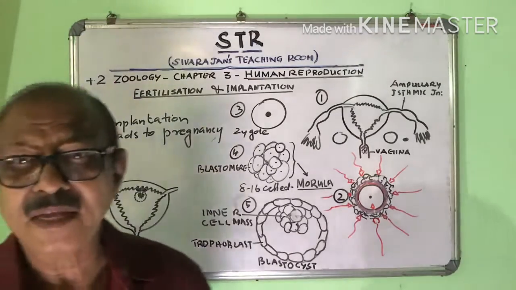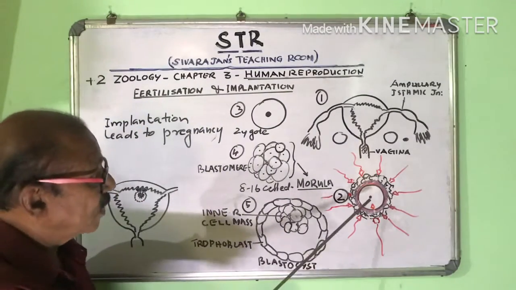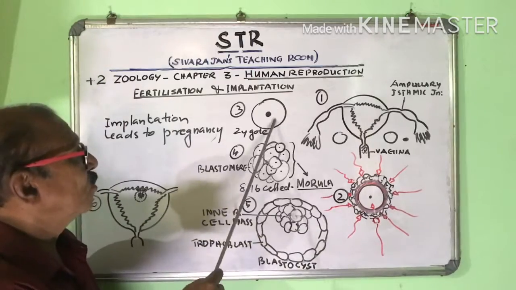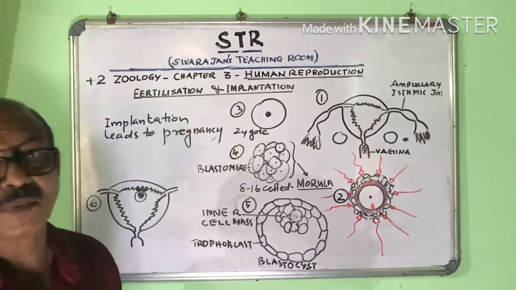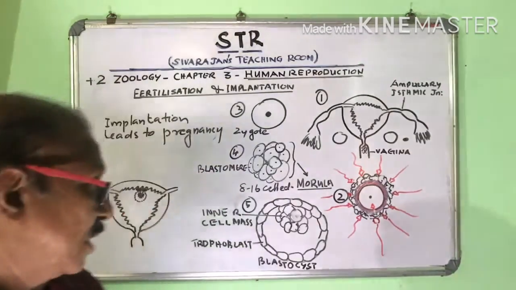The zygote has diploid ploidy, that is, the haploid nucleus of the ovum and the haploid nucleus of the sperm fuse, so it becomes again a diploid nucleus. So the zygote is a single cell and it is a diploid cell.